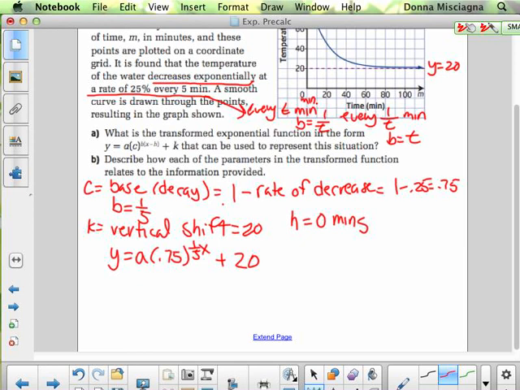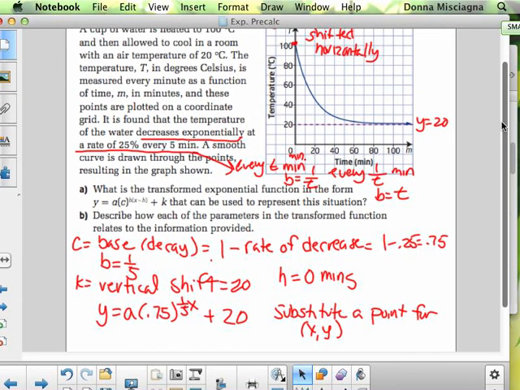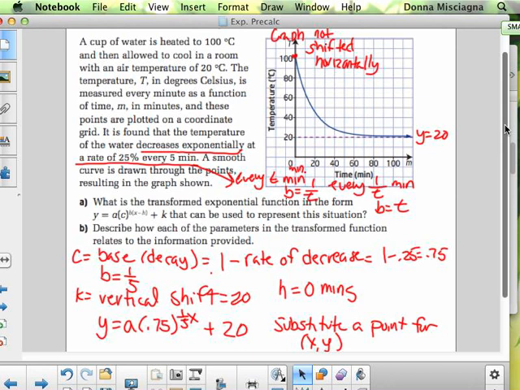All right, so we have two variables there. Actually, we have three variables. We have y, a, and x. A we don't know, but we could substitute a point for x and y. And if you look at our graph, these aren't the prettiest values in the world. Like, I don't know what most of those values are because I'd have to approximate them, except for one. I know this value. When no time goes by, the water is 100 degrees.